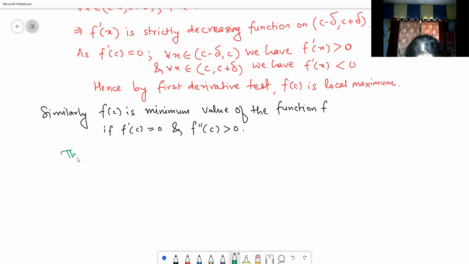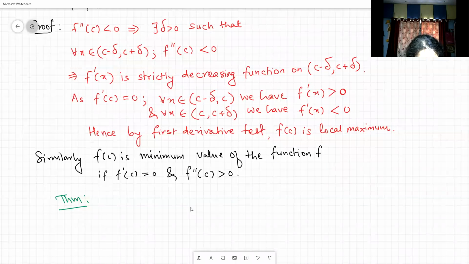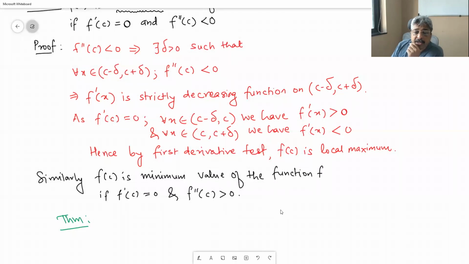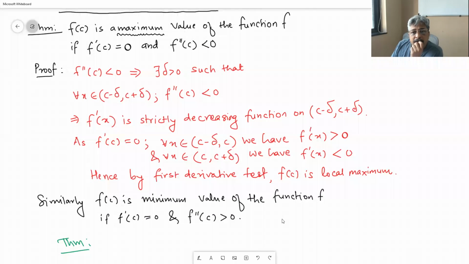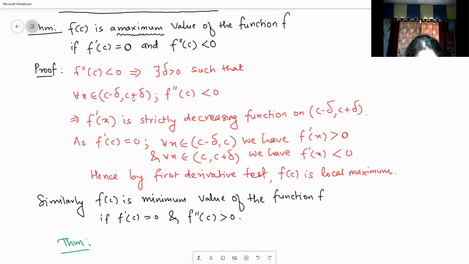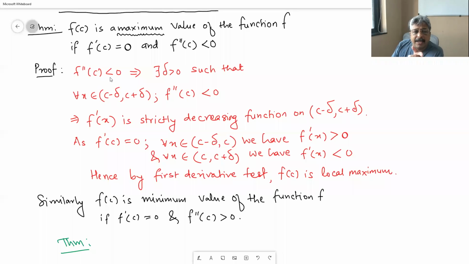Excuse me, sir. Yes. Sir, in the proof, what is the significance of the first step? Like, f double dash of c is less than 0 is already given, right? Yes. So what is the implication of that? That is what we are finding out.